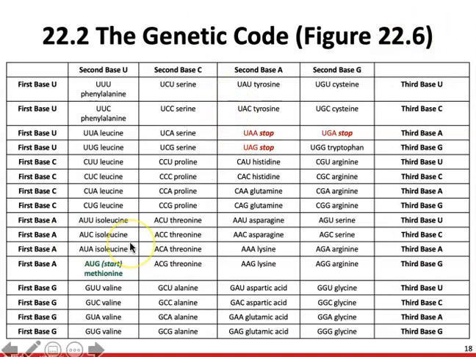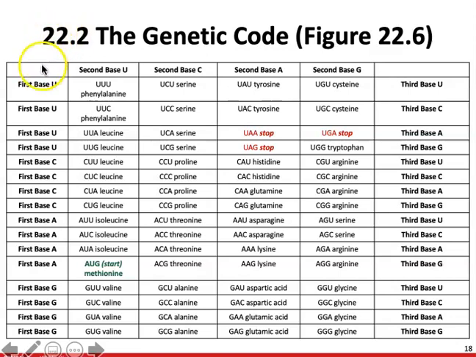Now, the way you're going to use this genetic code, because you will be using it, it's sort of like your translation dictionary. It's going to translate from nucleic acids to amino acids. You're going to start off by looking at the first base. So let's say we wanted to translate the codon AUA.